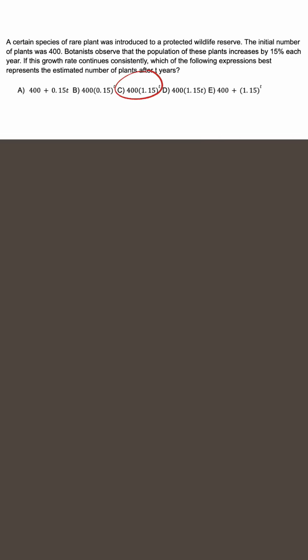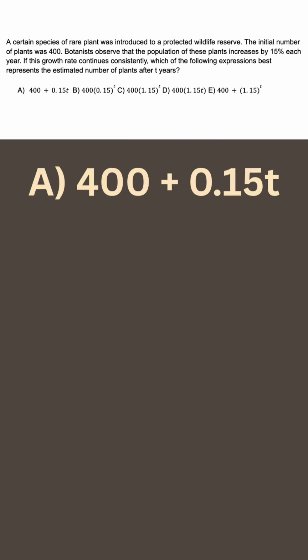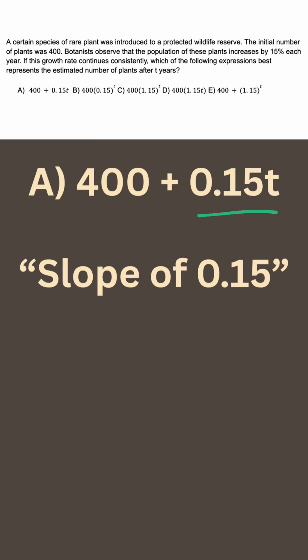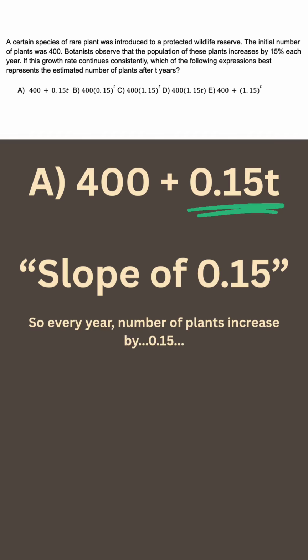So here's why the other options are wrong. A, 400 plus 0.15t. This is linear growth. This would mean adding a fixed amount of 0.15 plants per year, which doesn't really make sense as a percentage. Exponential growth isn't about adding, it's about multiplying by a factor that gets repeatedly applied.